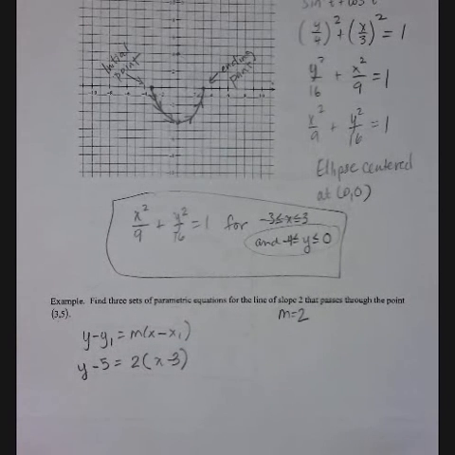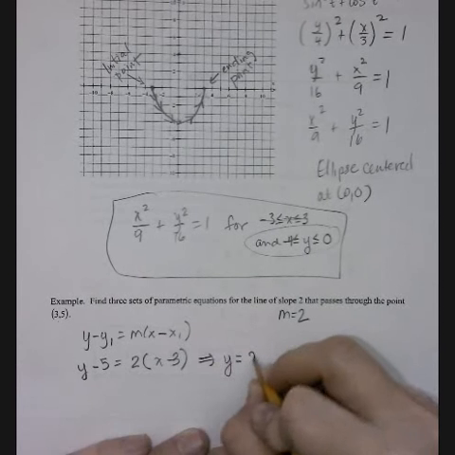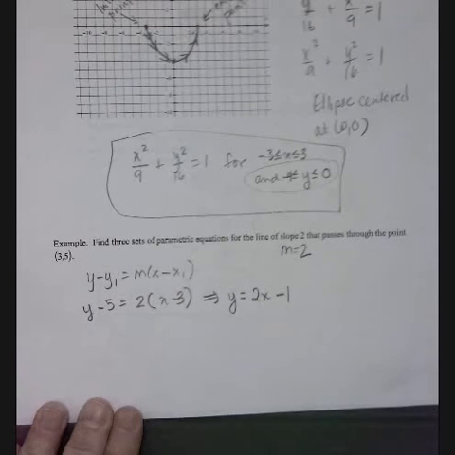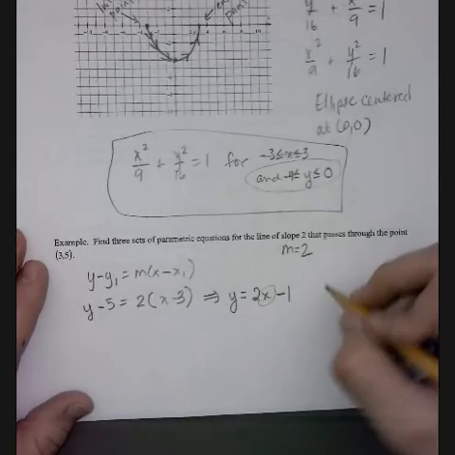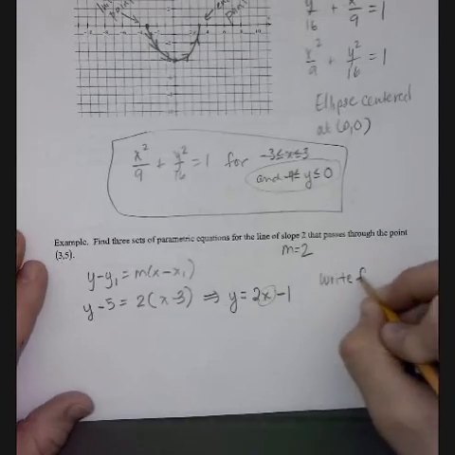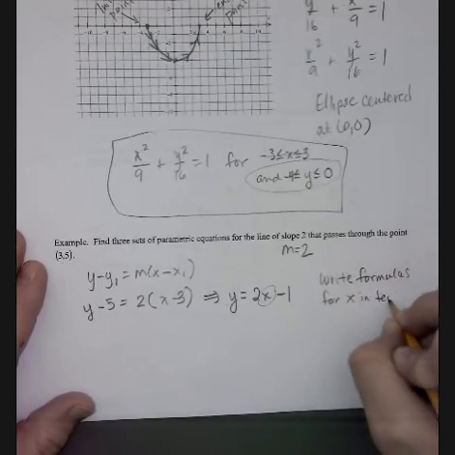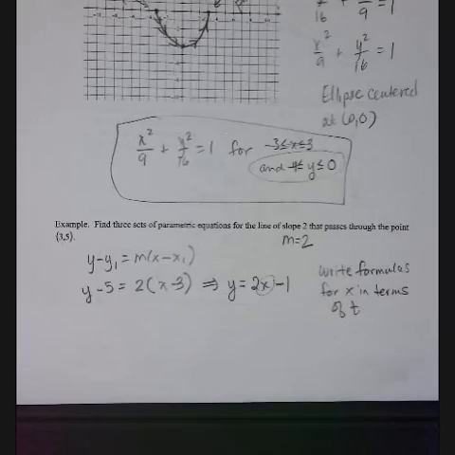And you can leave it in that form, or it might be easier for you to solve for y, and so put it in slope-intercept form. This implies y equals 2x minus 6 plus 5 would be minus 1. So now what I would do, because y is a function of x here, is just write formulas for x in terms of t. Now, if you want this to be truly equivalent to the entire line, you need to pick a formula that doesn't restrict x in any way.